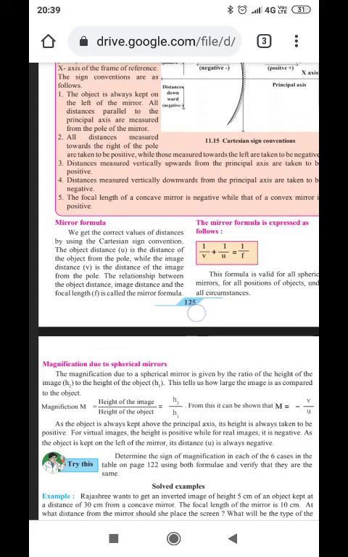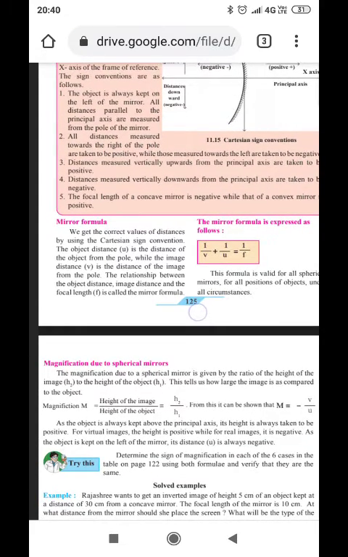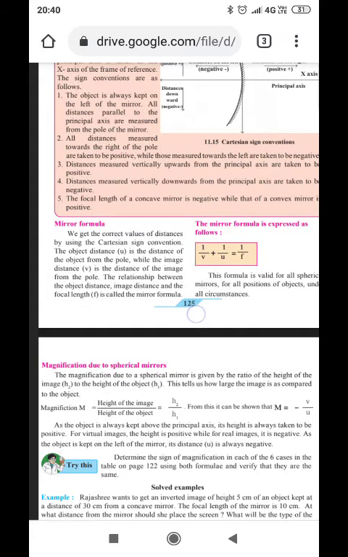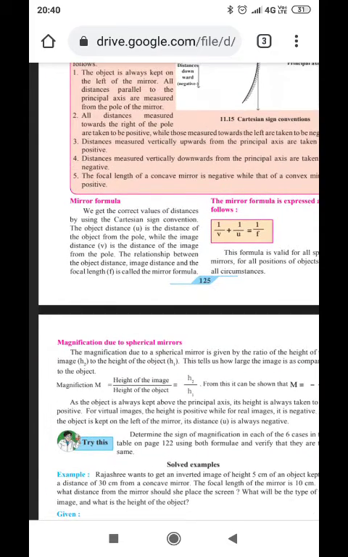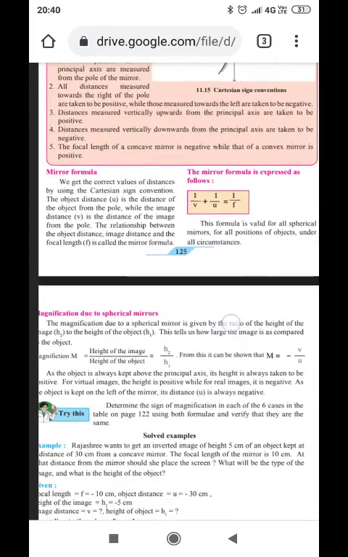The focal length of the concave mirror is negative, while that of the convex mirror is always positive. Why is it negative for a concave mirror? Because the image is formed in front of the mirror, which is to the left side. Whereas in the case of a convex mirror, the image is formed behind the mirror, which is the right side. Therefore, it is positive.